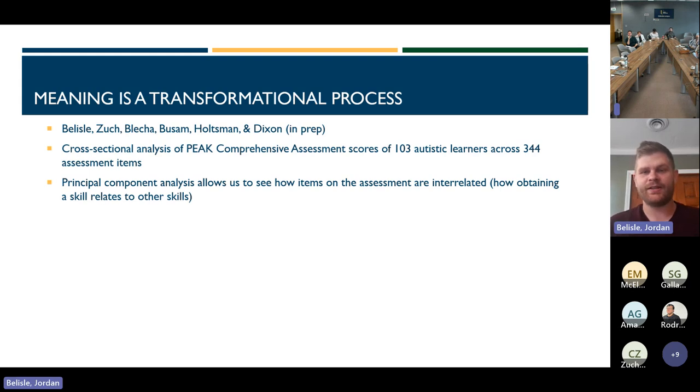We conducted a study just this year that has the potential to model this emergence by doing a cross-sectional analysis of the Peak Comprehensive Assessment, or the PCA. We conducted the assessment with just over 100 autistic learners. There are 344 items in the assessment, so we analyzed over 34,400 pieces of data using something called a principal component analysis, also called a PCA. So we did a PCA of the PCA. By doing so, we can see how each of the different ways that we use language emerge relative to one another over time. That is, we can see the interdependency of the various elements that comprise human language and cognition.